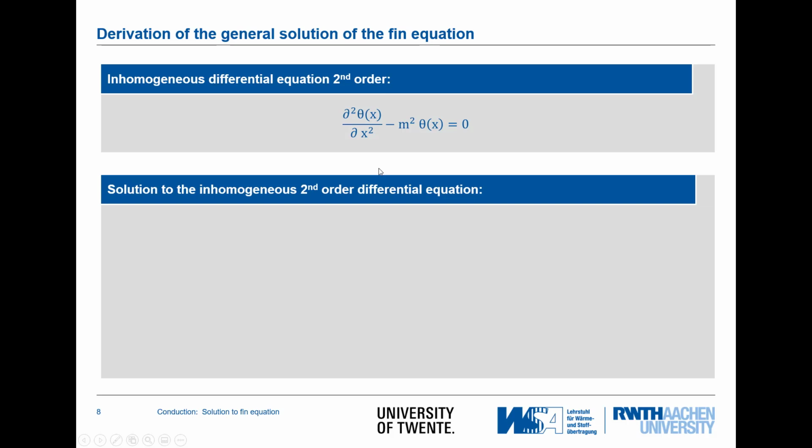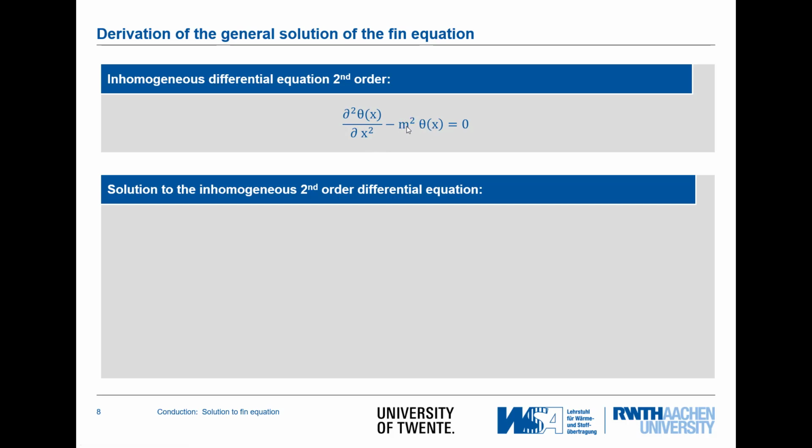Now, the derivation of the general solution. If we have this fin parameter and we have the differential equation, how do we solve this? Of course, we first need an ansatz. We need to know what type of function could be the correct one for which the second derivative of the function is equal to the function itself times some kind of parameter.